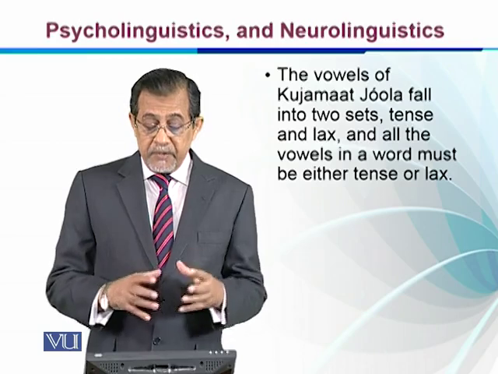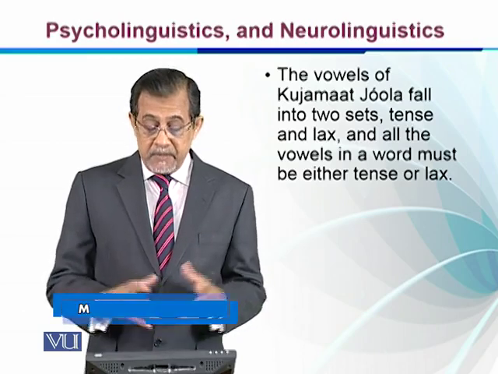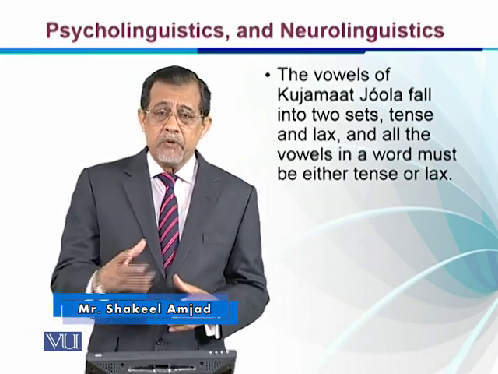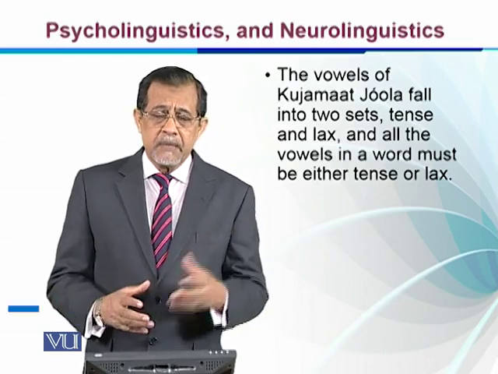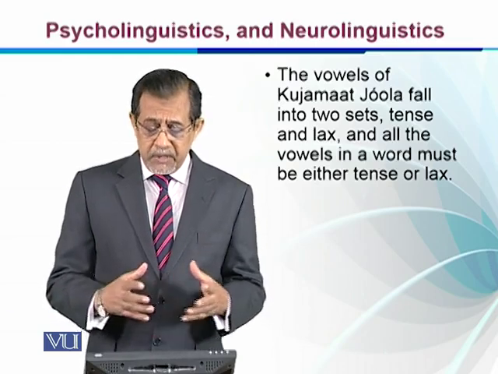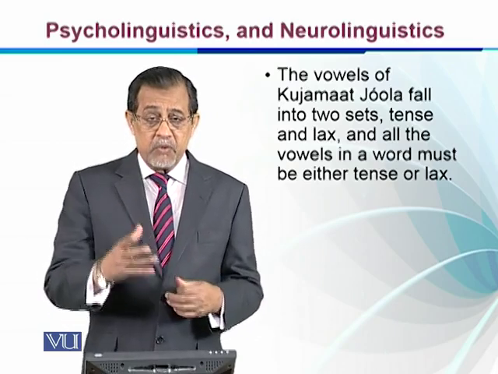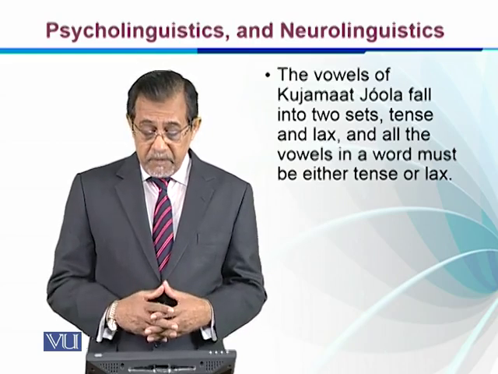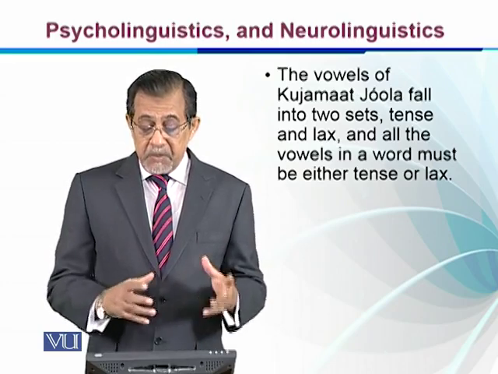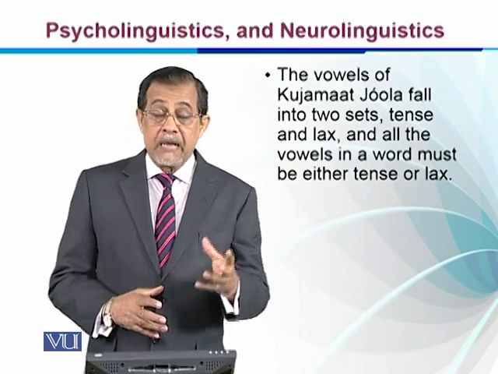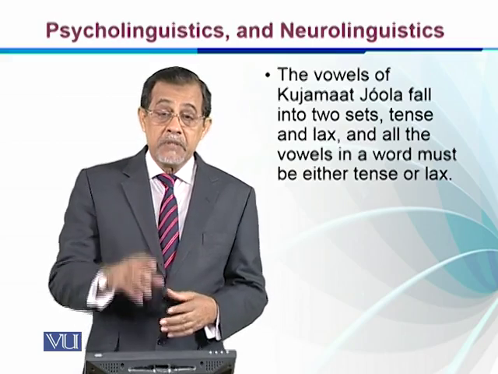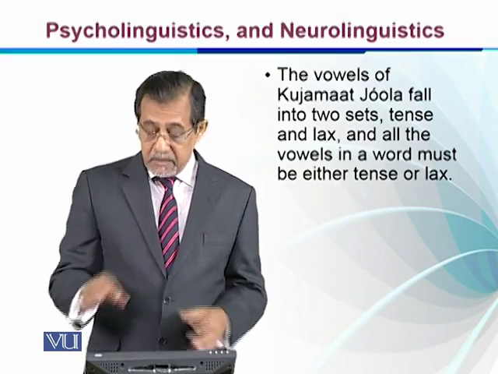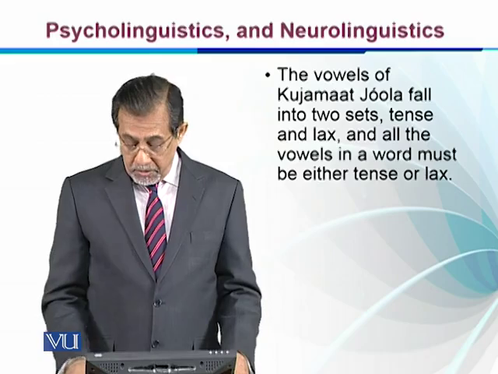The vowels of this language fall into two sets, tense and lax. Obviously, you have studied phonology, so you will be familiar with these terms. You can think of them roughly as lax, short vowels, and tense, long vowels, but you can have a more precise understanding of this aspect of vowels. And all the vowels in a word must be either tense or lax. So in this language, in a word, the vowels have to be either tense or lax. There is no mention of a diphthong.